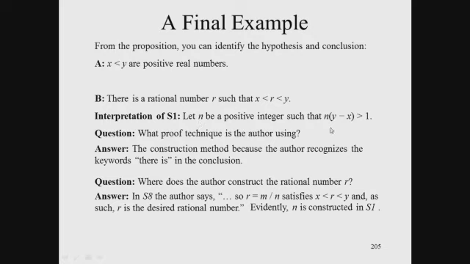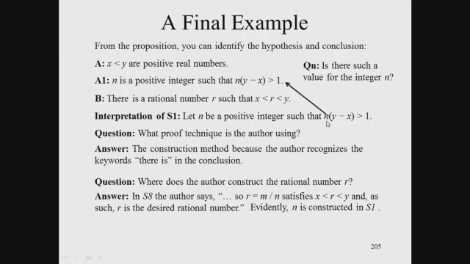Let n be a positive integer such that n times (y minus x) is bigger than 1. So what we need to do is, first of all, ask the question, is that true? Is there such an n? Well, what do we know about x and y? They're positive real numbers. They're positive real numbers, and? x is less than y. And x is less than y. So what about y minus x? What do we know about y minus x? It's positive. It's positive. So this is a positive number.